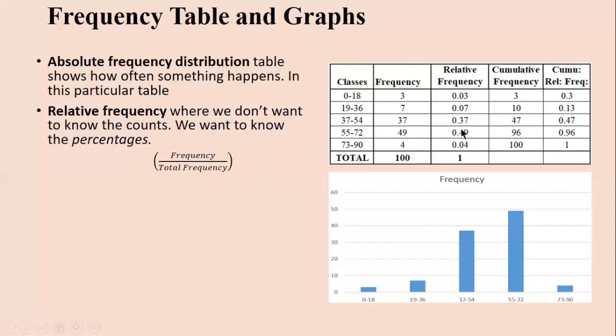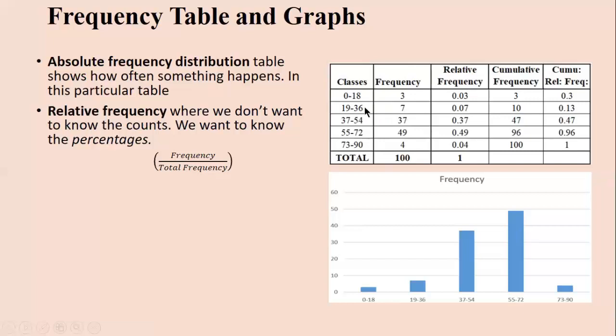Relative frequency means that we do not want to know the count, we want to know the percentage. So here we have calculated the percentage. It's a very simple formula: frequency divided by total frequency. So this is our frequency, it is 3, divided by its total, that is 100. So 3 divided by 100 becomes 0.03. It means that in total counts, 3% of observations belong to that class, 0 to 18.